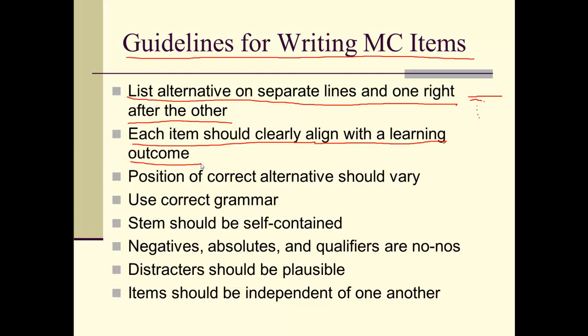When we create our test, we just look at what it is we want our students to know and build our test around that. The position of the correct alternative should vary. You know, all of the answers shouldn't be in some kind of sequence. They ought to be random. Not every answer is going to be B, not every answer is going to be D, or else first question the answer is A, then the second question B, right on down the line. We want to be random.